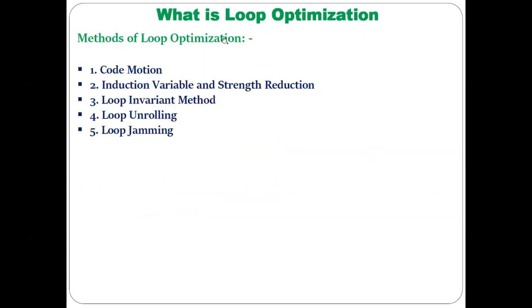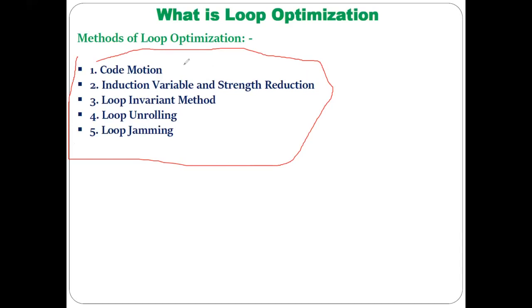Okay. Now next we have to discuss the different kinds of techniques through which loop optimization can be achieved. These are the five different important techniques using which loop optimization can be achieved, and the efficiency of the compiler can be improved. The efficiency of the program in terms of time and space can also be improved.